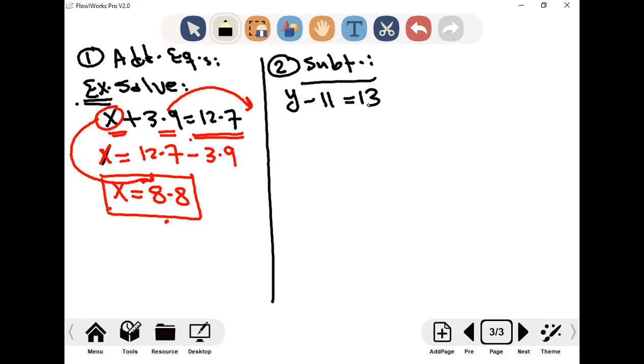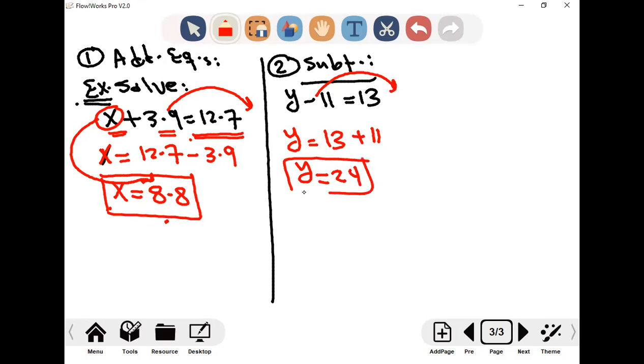By shifting. I'll shift it to the other side. Here it is negative; on the other side, it will be positive. So here, y equals 13. Shift the negative 11 here. It will be plus 11. So y will be 24. Now the solution of the equation is y equals 24.